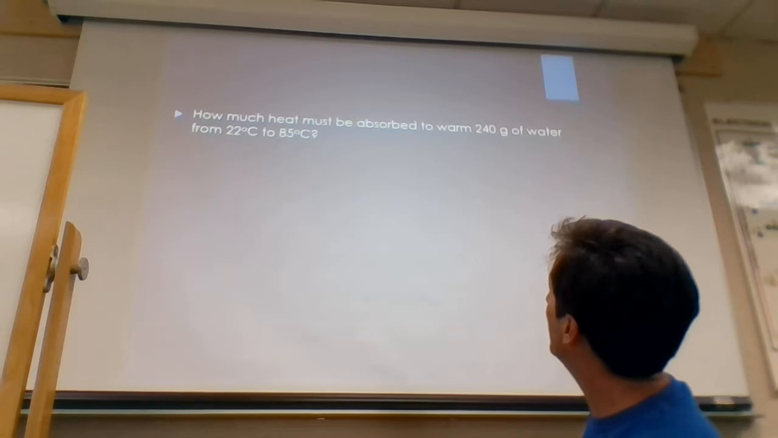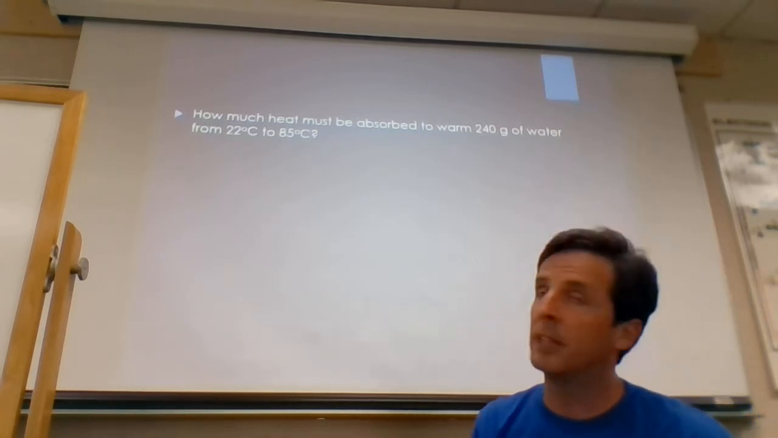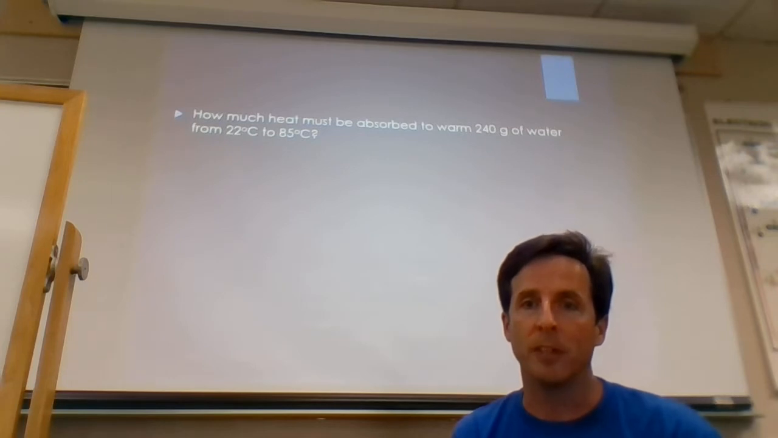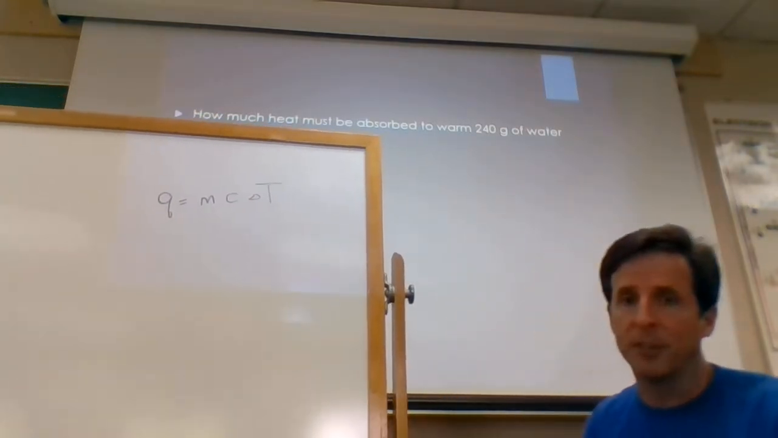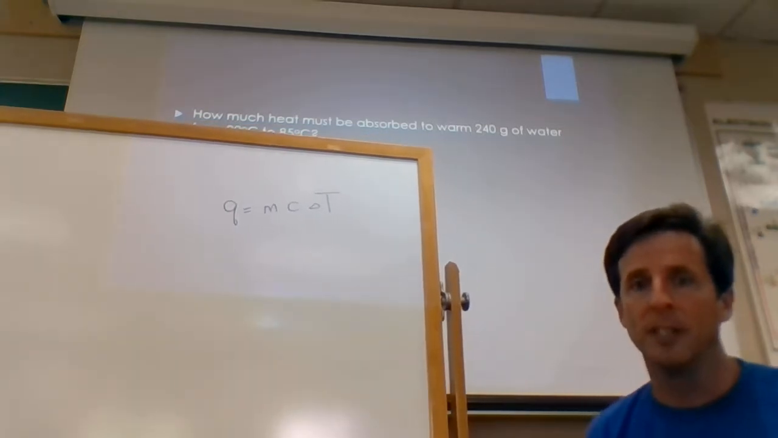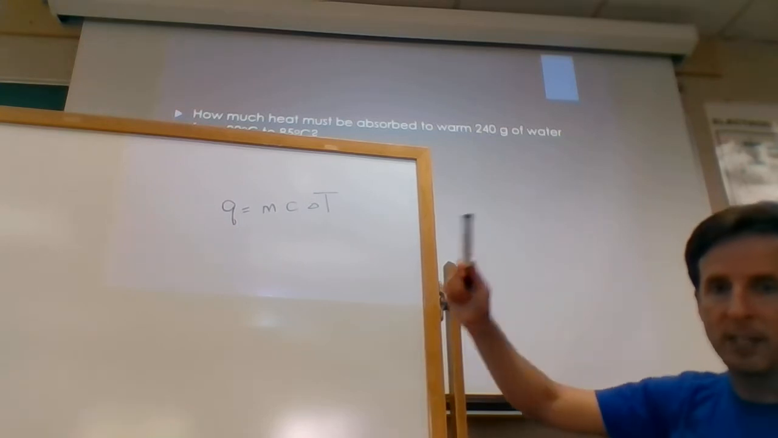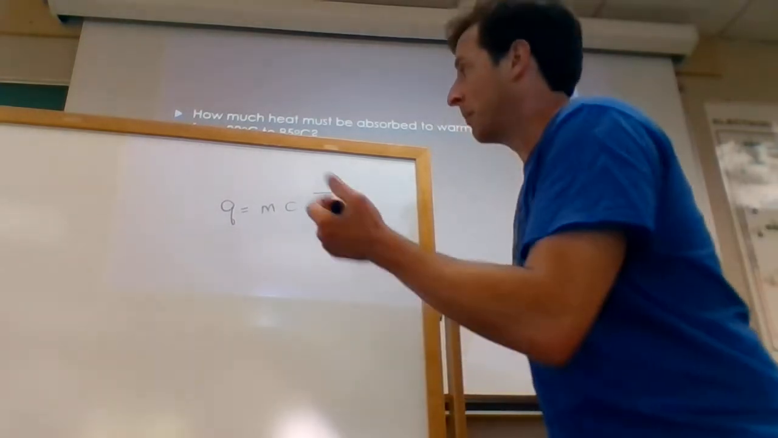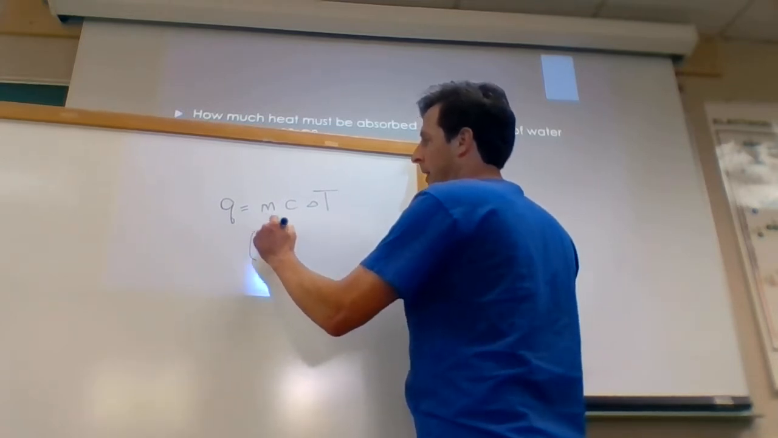How much heat would have to be absorbed to warm 240 grams of water from 22 degrees Celsius to 85 degrees Celsius? So to work this problem, essentially we just introduced an equation, Q equals MC delta T. We're solving for the amount of heat that is required, so that's going to be Q. I'm just going to plug my numbers in. The mass that we need is going to be the 240 grams.